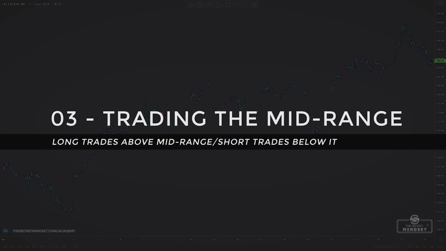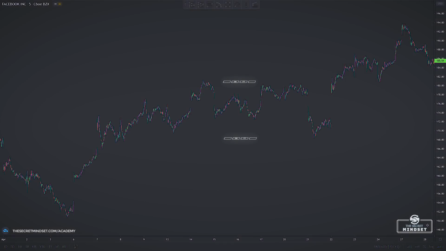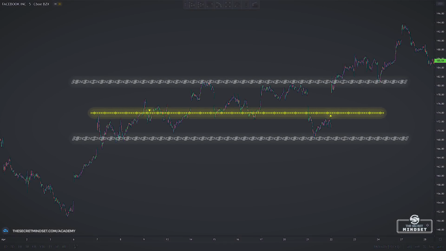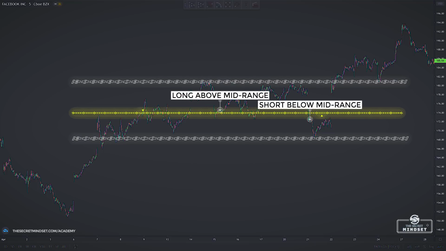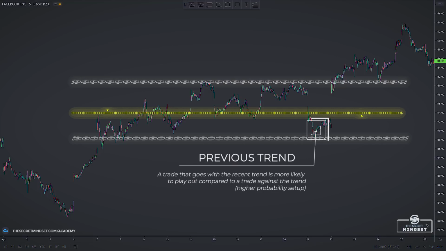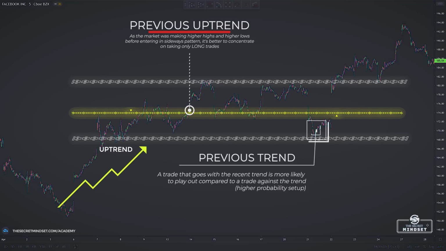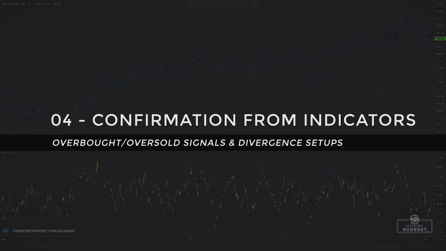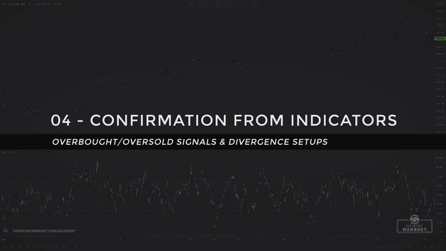Also, if the range is wide enough, trading the mid-range can provide high probability setups. Above the mid-range, price is bullish, and below the mid-range, price is bearish. And here's an important tip: even though we are in a range, the previous trend of an asset is obviously very important. A trade that goes with the recent trend is more likely to play out compared to a trade against the trend. I prefer to trade range setups that go with the previous trend, so they have a higher probability of playing out.